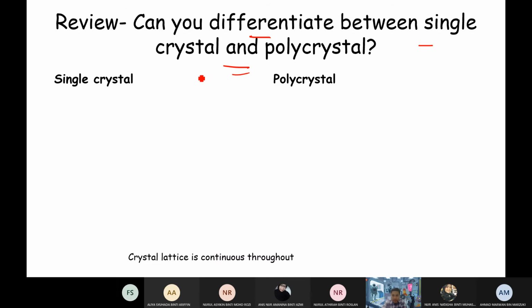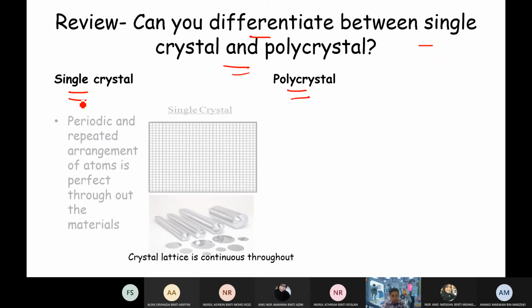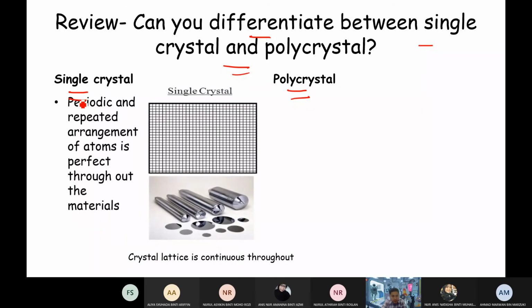Ada yang nak try tak? How do we differentiate between single crystal and polycrystal? Okay, saya bagi satu. For single crystal, we have a periodic and repeated arrangement of atom, perfect throughout the material. How about polycrystal?